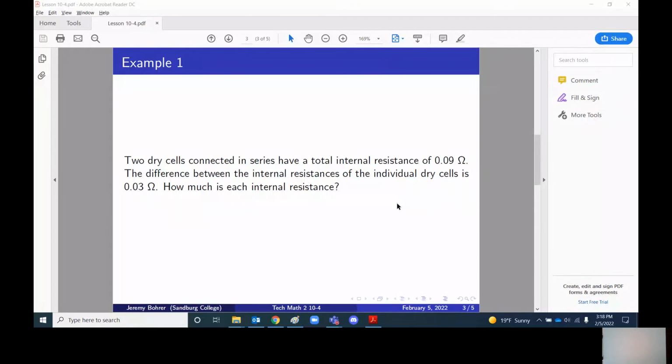In this video, we're going to look at the examples in the section 10-4 slides, and the first one is this. Two dry cells connected in series have a total internal resistance of 0.09 ohms. The difference between the internal resistances of the individual dry cells is 0.03 ohms. So how much is each internal resistance?